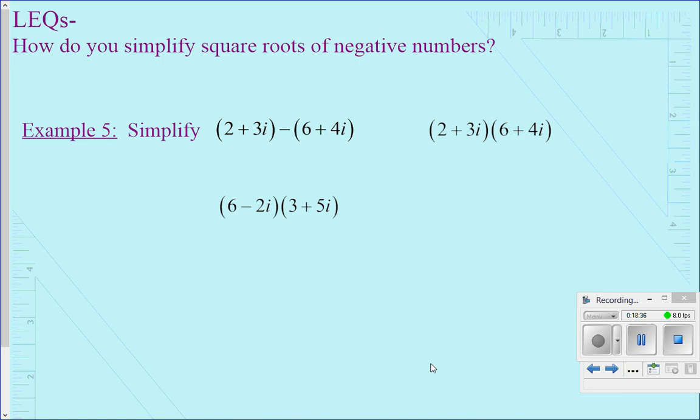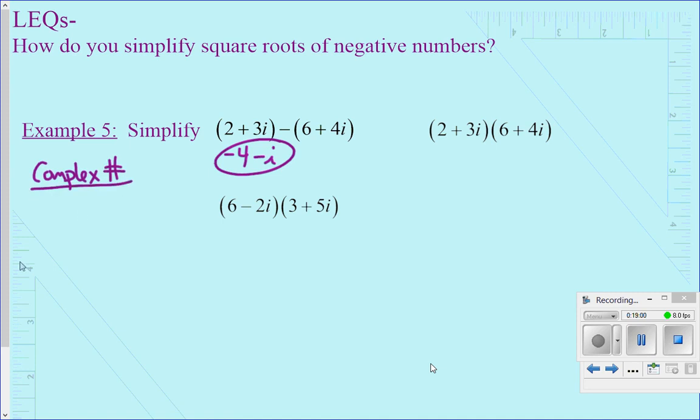Next, let's try these. So we're going to simplify, and again, you're going to think of these i's like they're variables. So if they were variables, I would combine like terms, which is exactly what I'm going to do. 2 minus 6 is negative 4, and 3i minus 4i is negative i. That is my answer. That answer, by the way, is called a complex number.